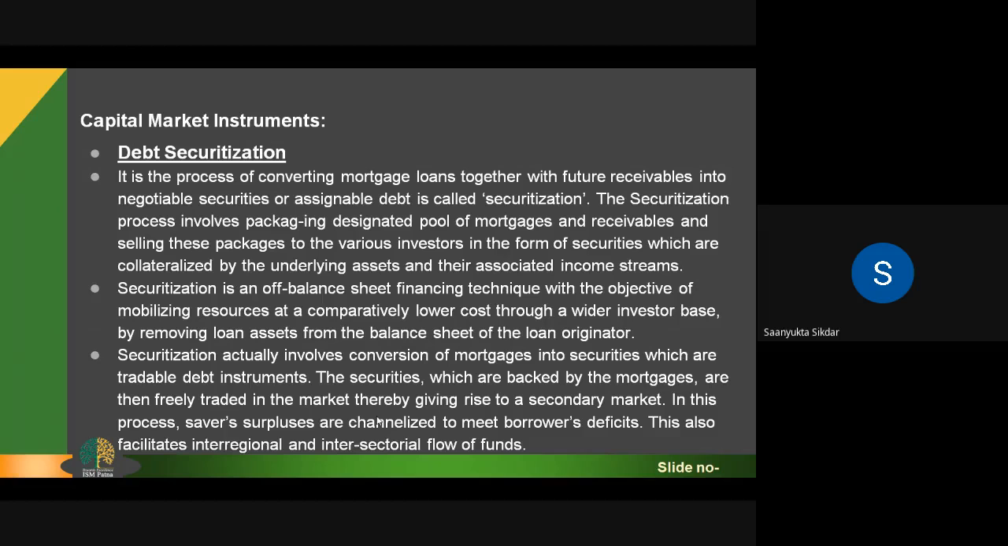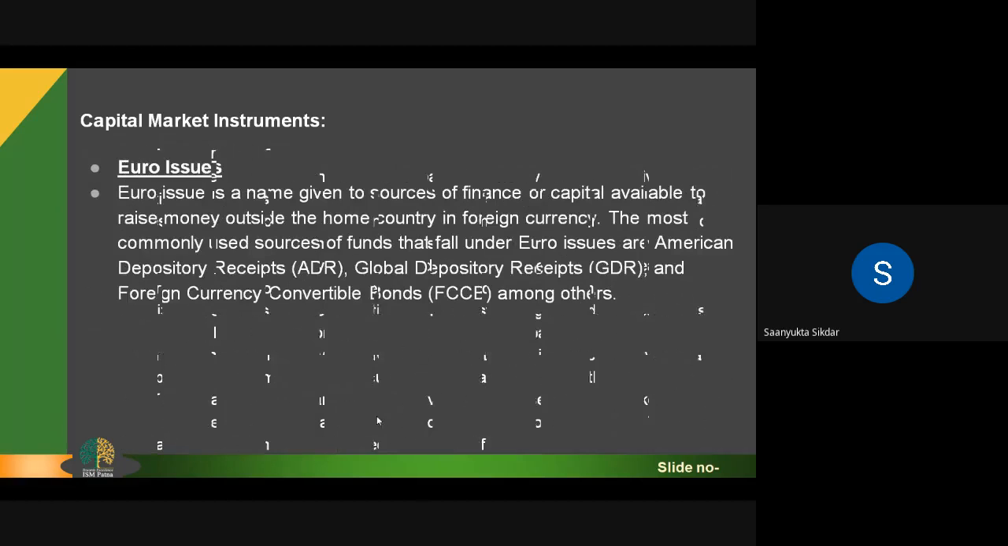This is a very important way in which they can mitigate the risk, that is credit risk, that is associated with the banks. Another instrument we'll be talking about is euro issue. Euro issue is basically a name given to sources of finance or capital that is available to raise money outside the home country in a foreign currency. These are done through euro issues.